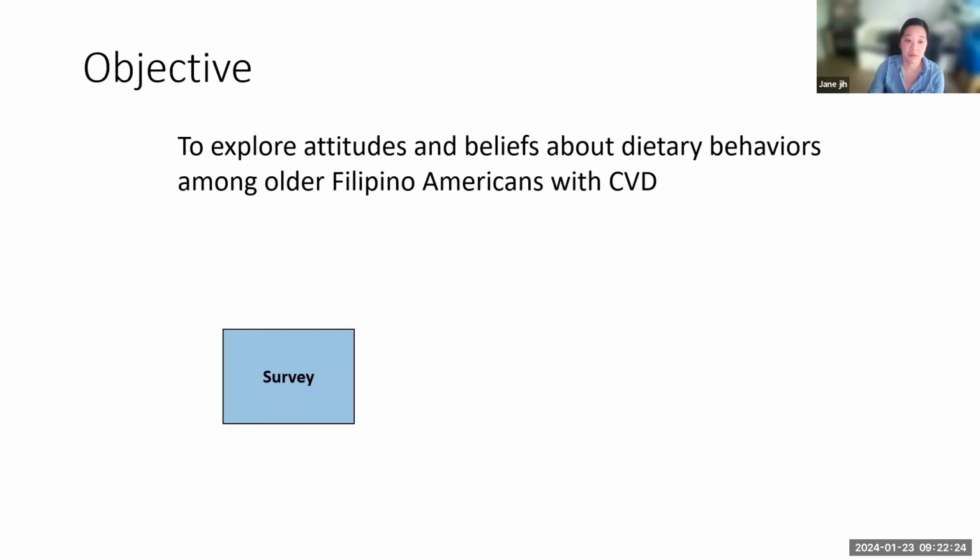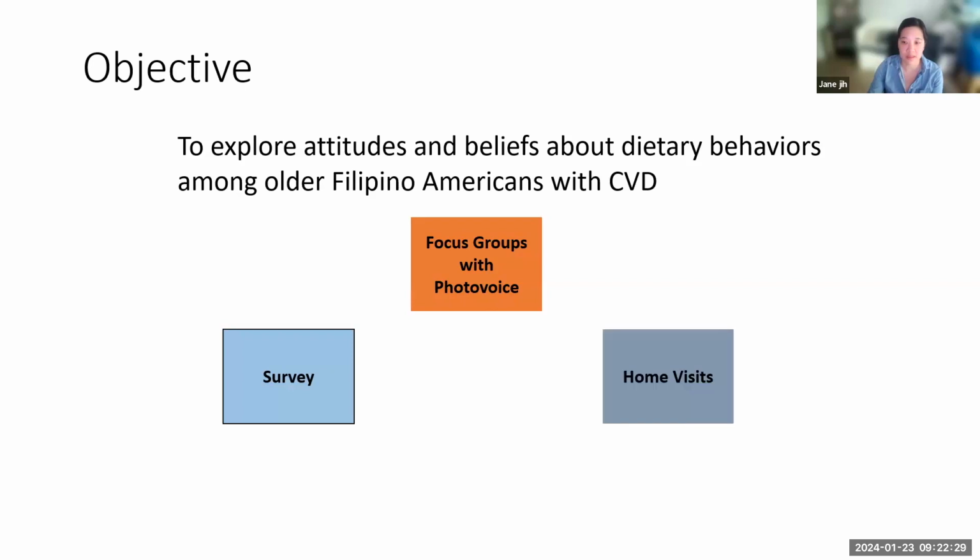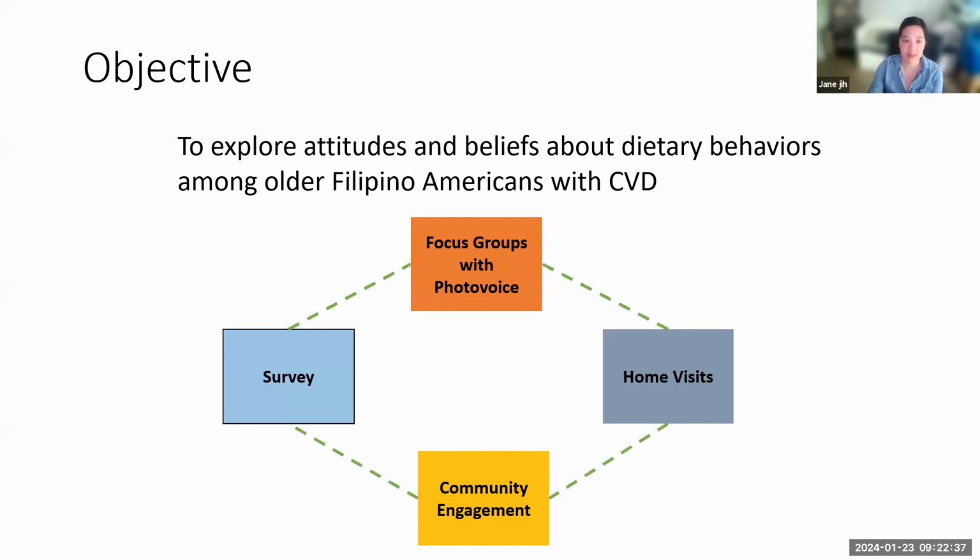And we did it with a multi-pronged approach. We used a survey, focus groups with photovoice, home visits, and then we engaged the community to develop our research procedures as well as to interpret the research results that we collected. We triangulated what we learned throughout these different methodologies.